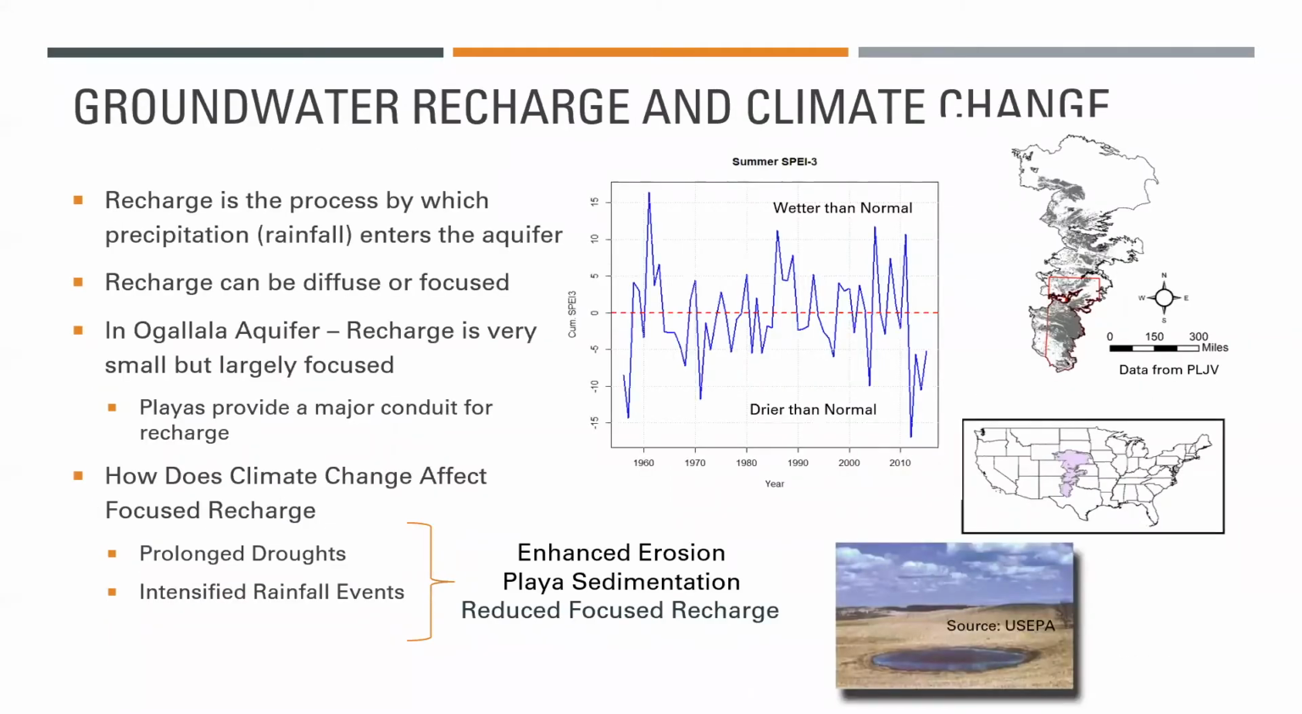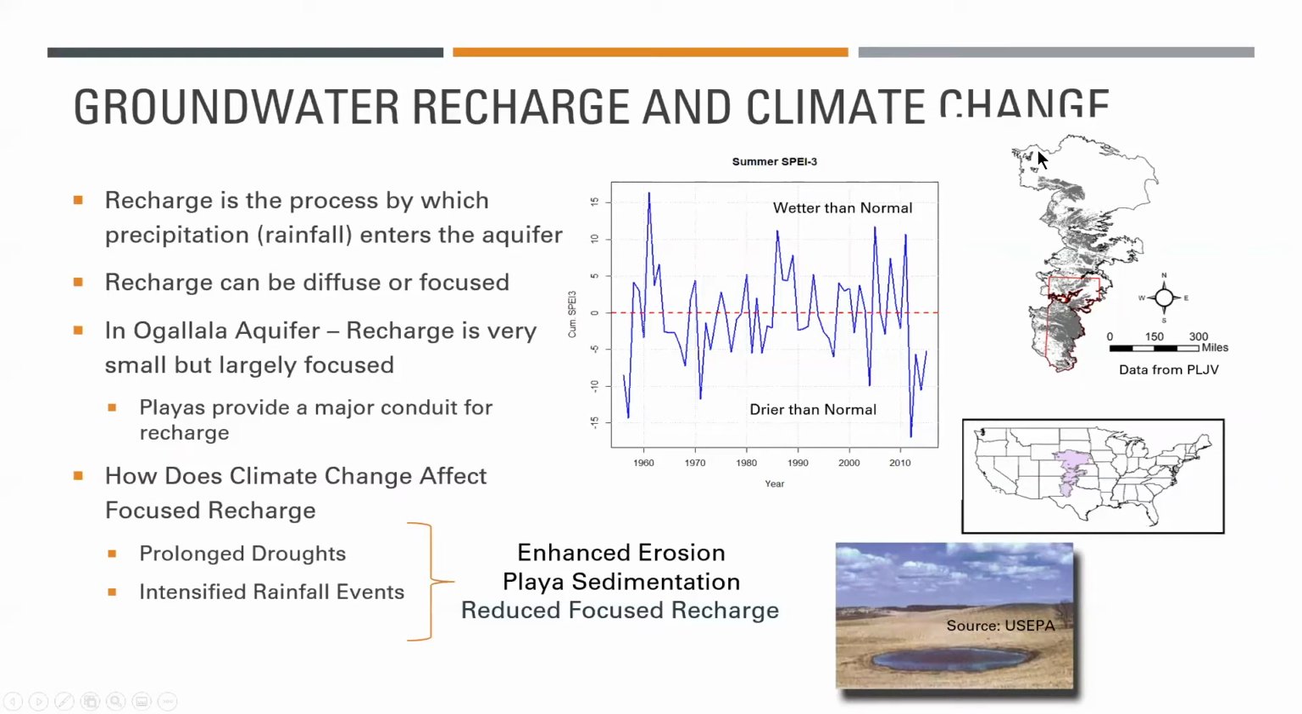Recharge is basically the process by which precipitation enters the water. We looked at how groundwater enters the atmosphere and becomes precipitation. Now we're looking at the reverse of that, seeing how recharge works. Recharge, by and large, can be diffuse or focused. Diffuse recharge is what happens all over the place. Focused recharge is where there are special places which are more conducive for that water to percolate and go down.